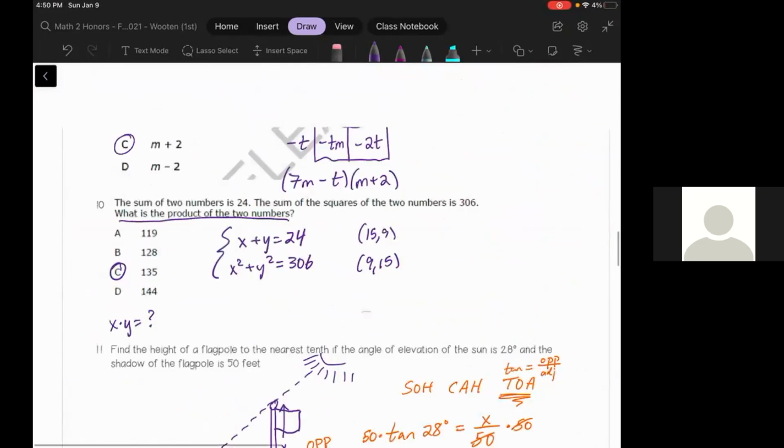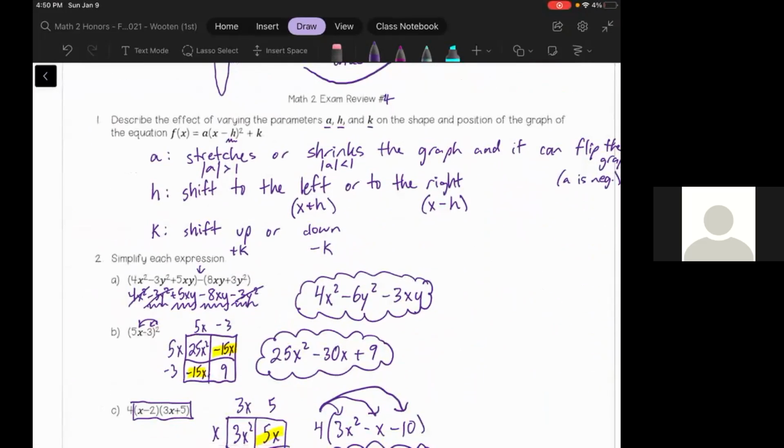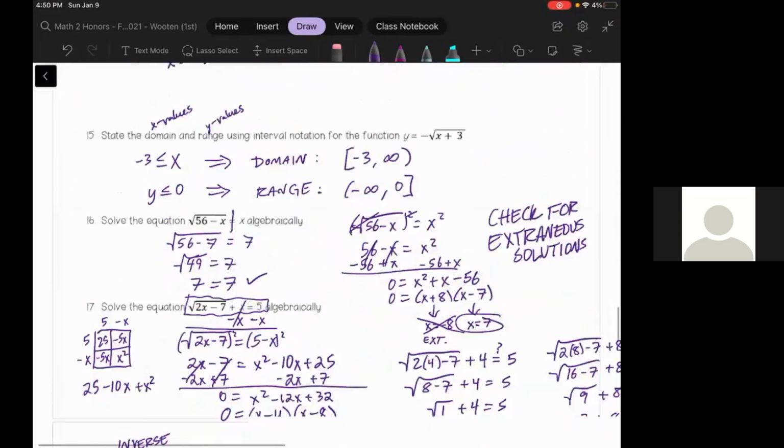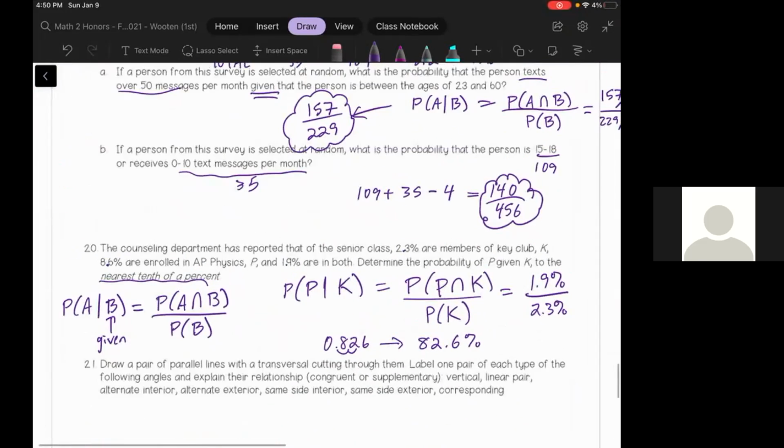But that should wrap up exam review number 4. And best of luck on your exam tomorrow. I'll probably send out an email with a few other tips and just studying strategies, key topics, things like that. But other than that, remember, no notebook. You can use Desmos on the whole test.